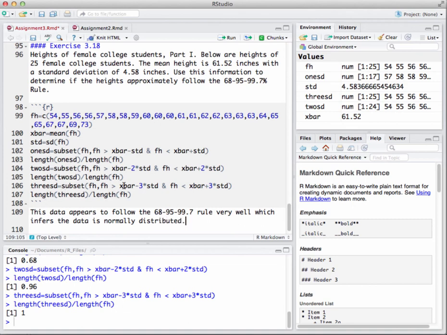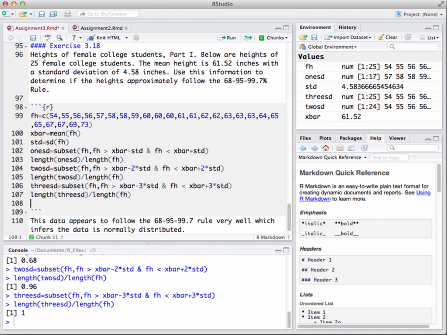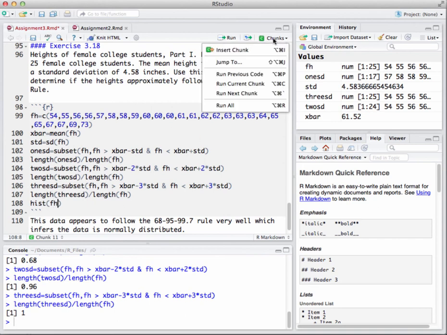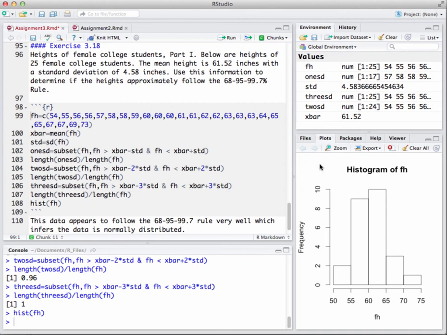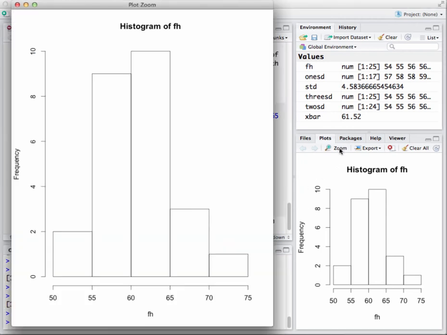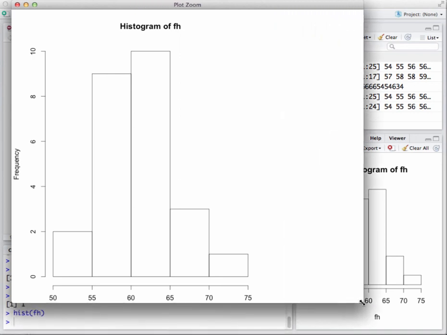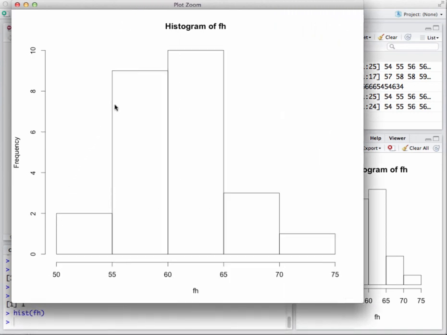Okay, so just for grins and giggles, even though they didn't ask us to do this, let's go ahead and do a hist of FH. Oops, come back up here, my bad, and go ahead and execute that chunk. We get a distribution that looks not quite unlike that. Let's go ahead and zoom it so we can see it in all of its glorious detail. It looks like it's roughly bell-shaped, and you could infer there's maybe a bit of a skew to the right. There's maybe a slight bit, but that's okay. This data looks like it is, relatively speaking, pretty well normally distributed.